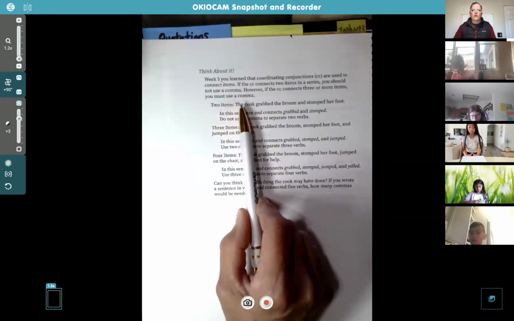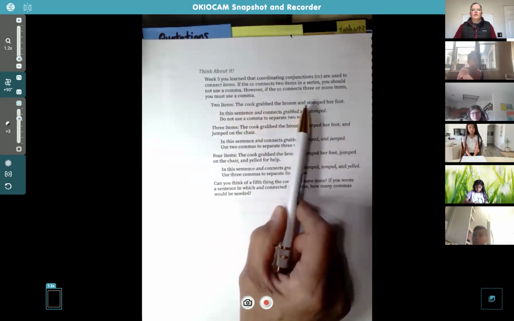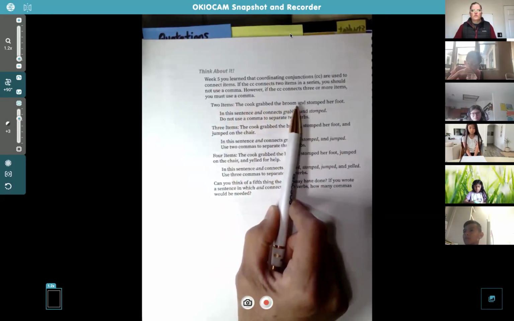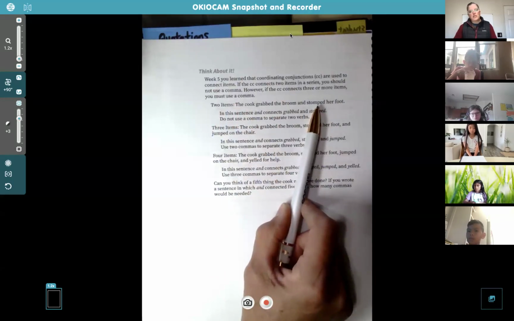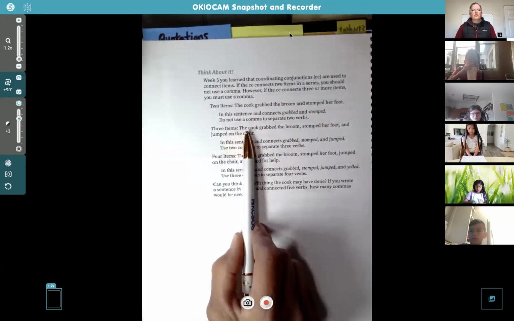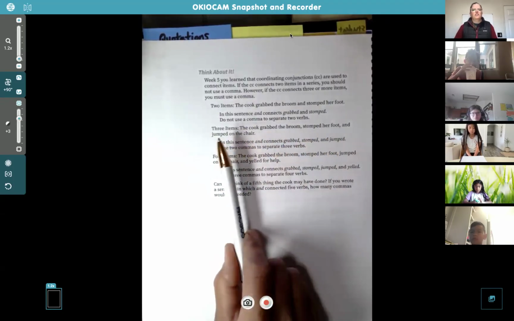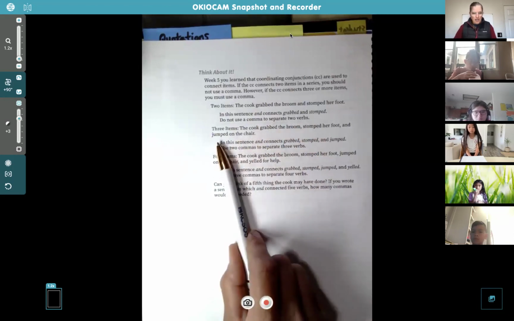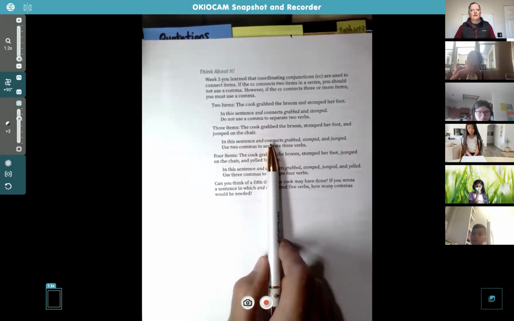So 2 items like this one, the cook grabbed the broom and stomped her foot. And is the coordinating conjunction. It's connecting the 2 verbs, grabbed and stomped. Since she's just doing 2 things, there's no comma. Here we have 3 things. The cook grabbed the broom, stomped her foot, and jumped on the chair. So now we have grabbed, stomped, and jumped. So since she's doing 3 things, there's commas in there.